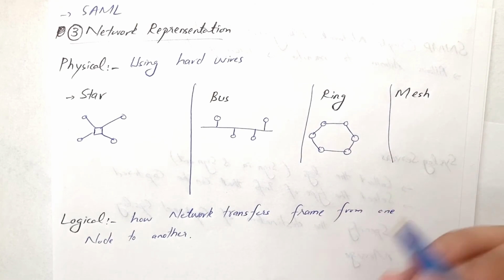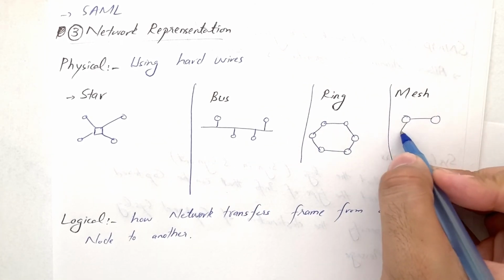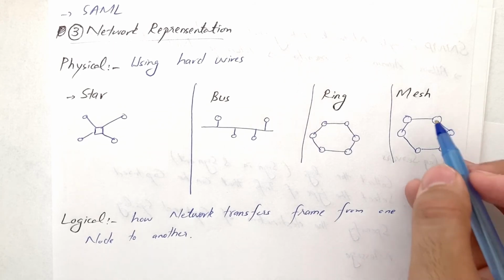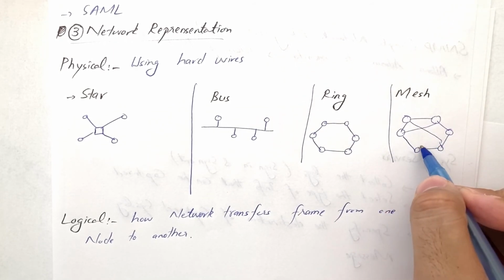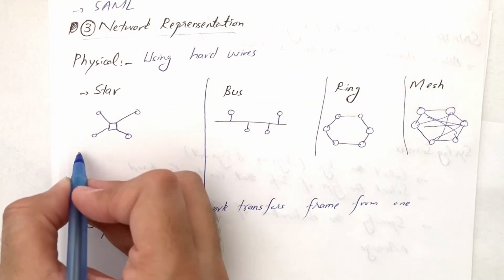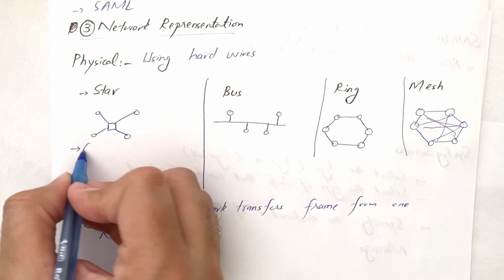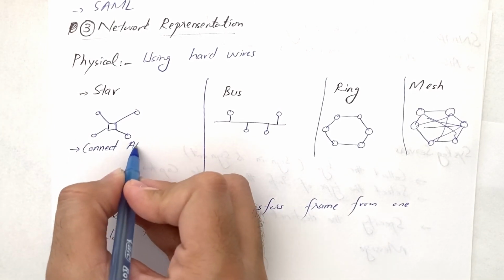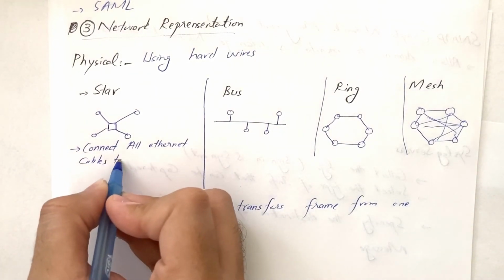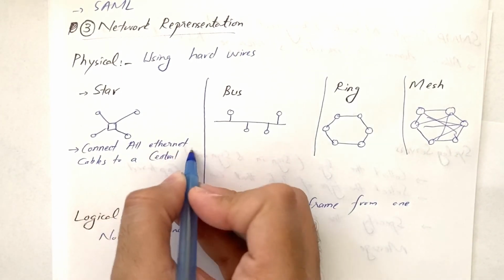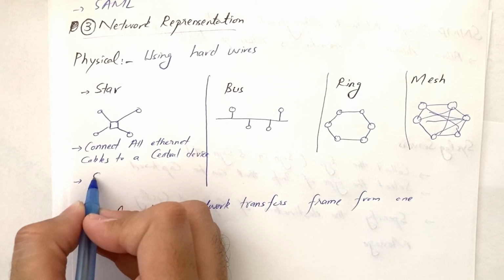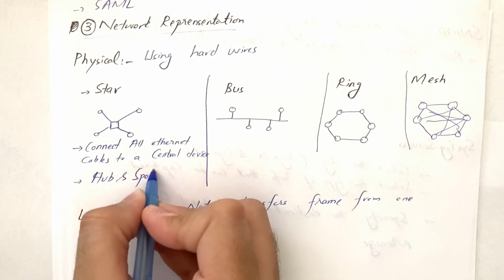Mesh is basically a modified form of a ring, but rather than having a single connection, in order to make it more reliable, we introduce diverse connections. If one of the paths fails, devices might have a few other ways to connect with each other. Star topology is the most widely used topology in our local area network, where we connect all Ethernet cables to a central device, which, as I mentioned, could be a switch or a hub. We also call it hub and spoke topology.